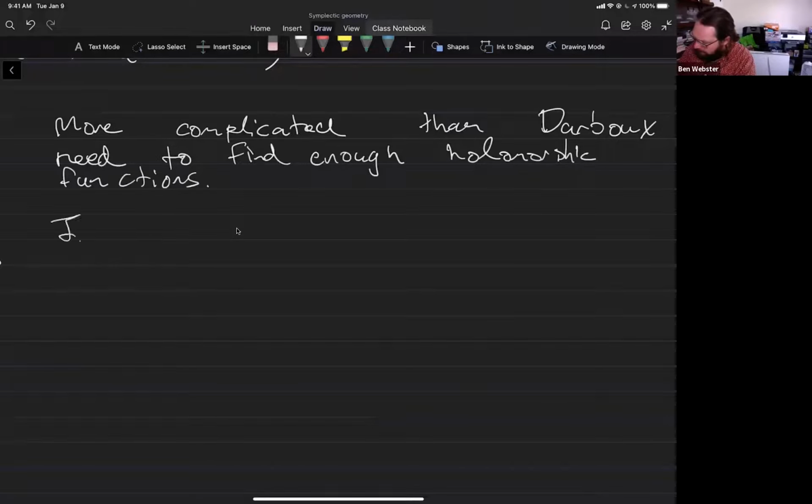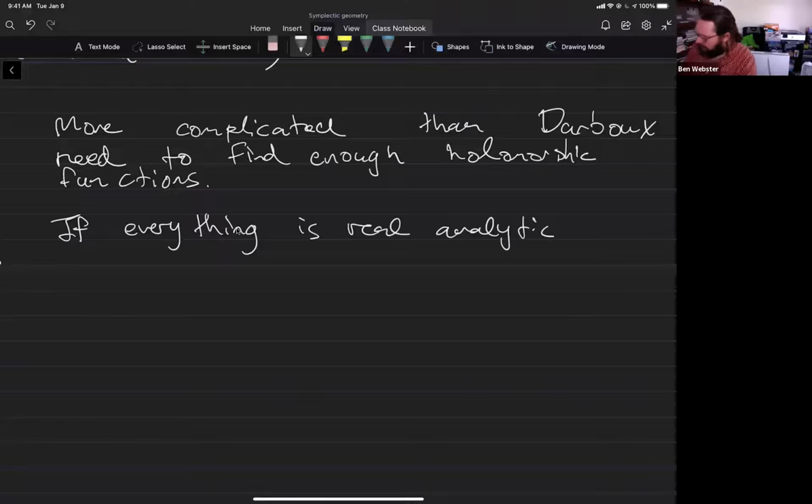And if everything is real analytic, so everything is a limit of a power series, basically, when you write down some chart of your almost complex structure, all of the coefficients of it in the chart are real analytic, their Taylor series converges to them, then this is essentially formal. You can solve for the holomorphic functions you need by just writing down their Taylor series.